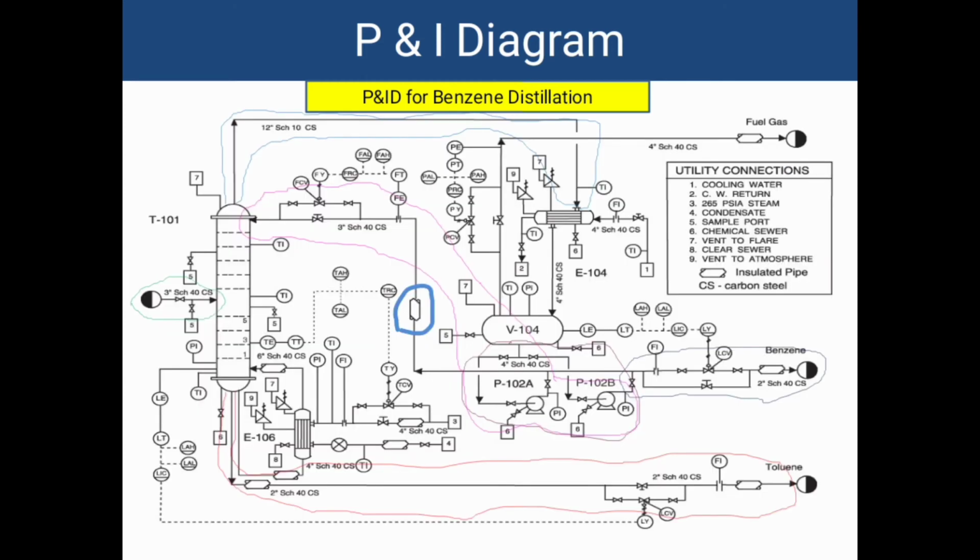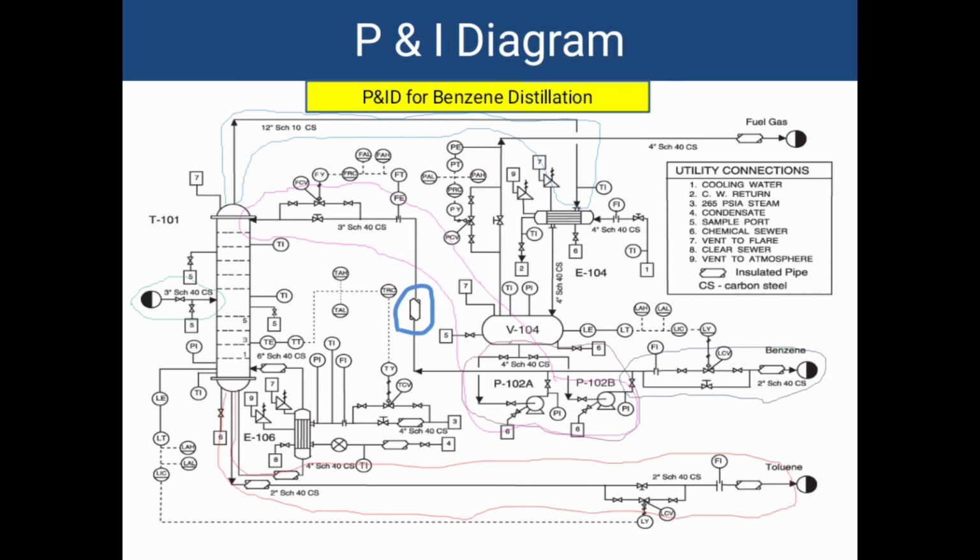There are 7 different pipelines. The first line: benzene-toluene enters the tower. The second: benzene vapor leaves the tower and enters the condenser. Then the condensate leaves the condenser and enters the reflux drum.